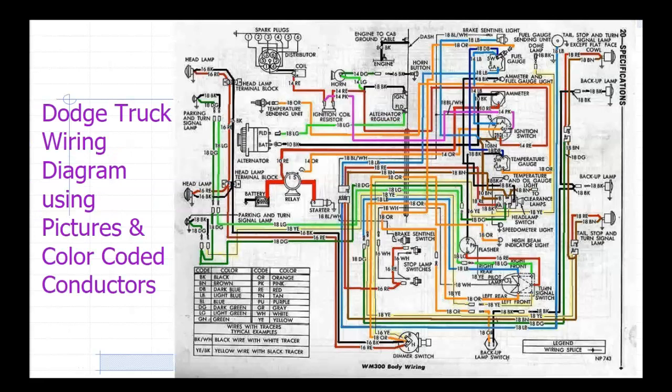So this is a Dodge truck wiring diagram using pictures and its color-coded conductors. Looks a lot like spaghetti, doesn't it? But let me ask you this, could I still trace it? Yes. Because it's color-coded, I can start tracing. Let's say I want to start tracing this brown wire. Well, that's not very hard to do. All I got to do is just keep up with where it's going. And here comes some more brown wire, and it all goes to this guy right here, the ignition switch, and the clearance lamps.